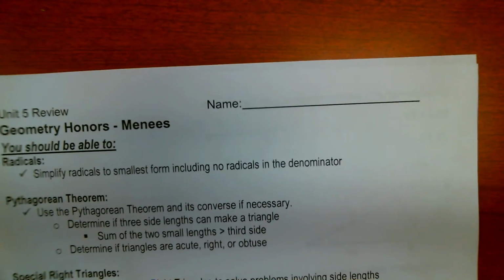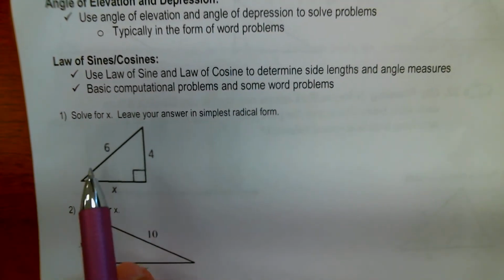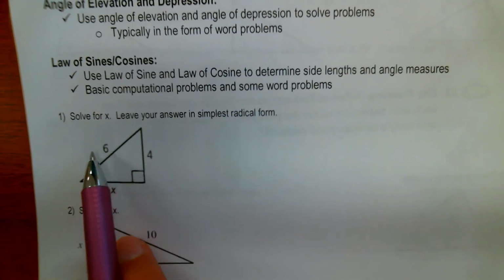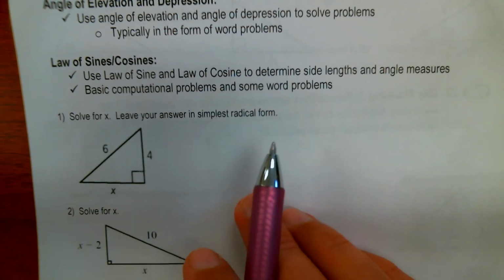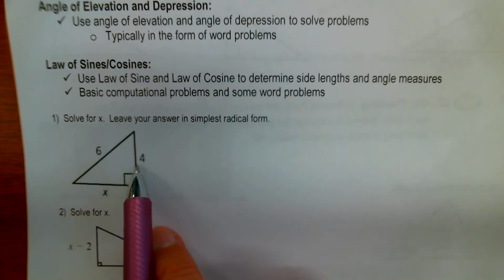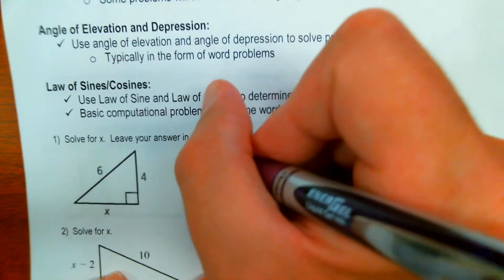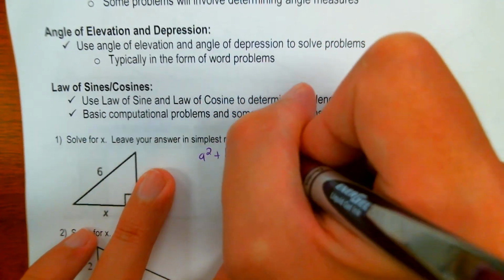Let's take a look at problem number 1. I have a right triangle, with one side given and an unknown side. I don't have any information about the angles other than the fact that this is a right triangle, a 90-degree angle. When I have two sides of a triangle and I'm trying to find the third, that's the Pythagorean theorem all day long. So this is simply a squared plus b squared equals c squared.